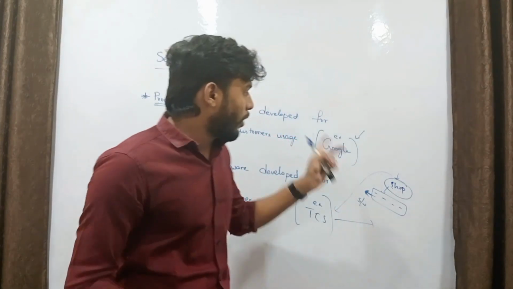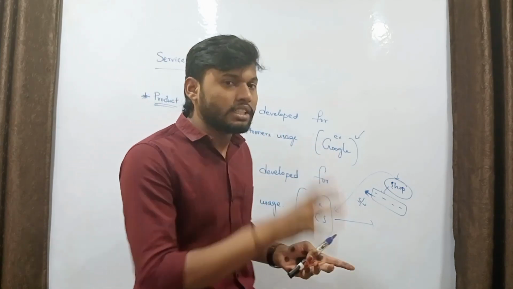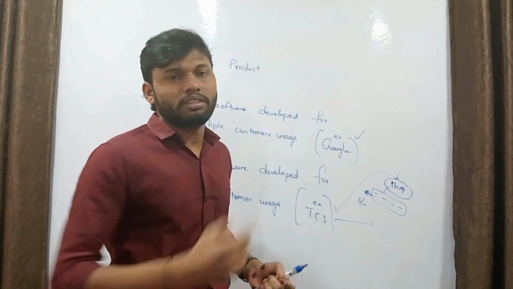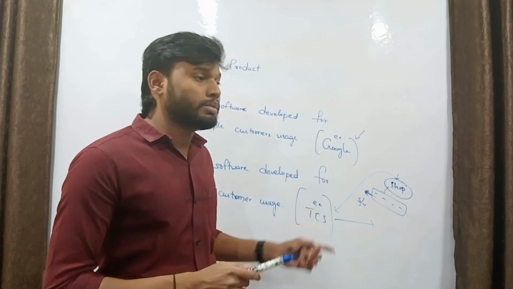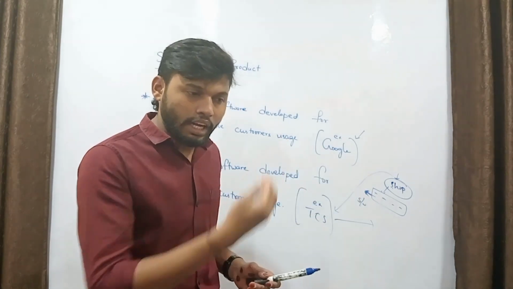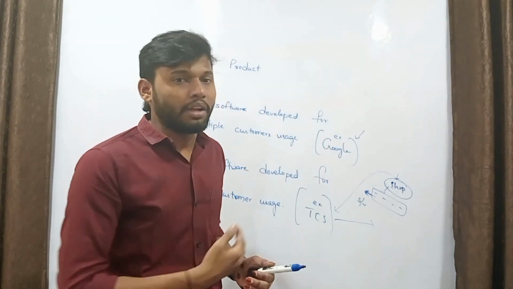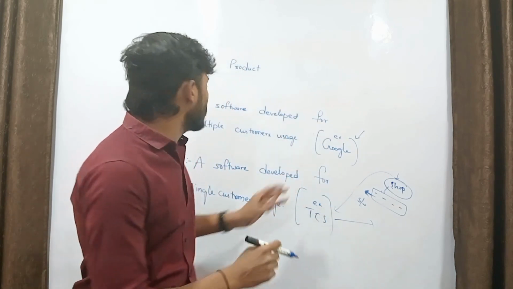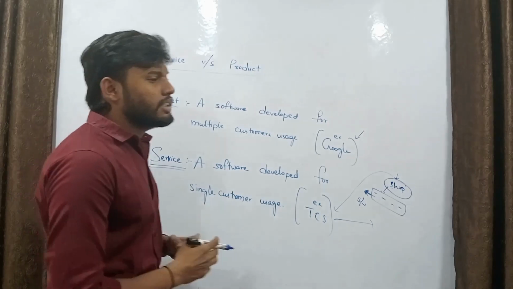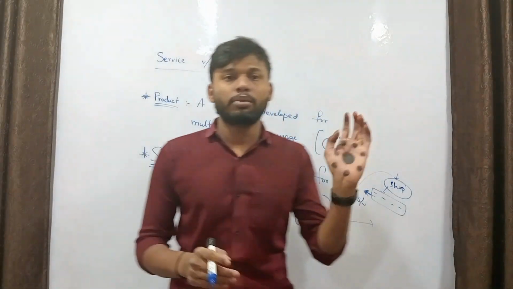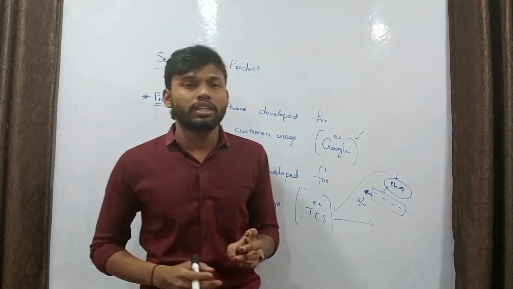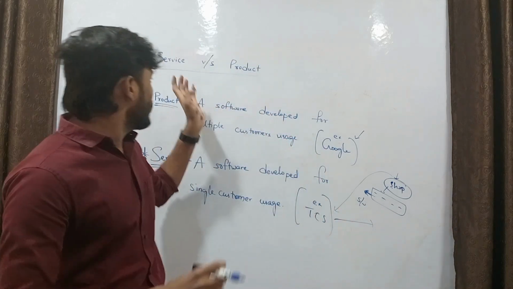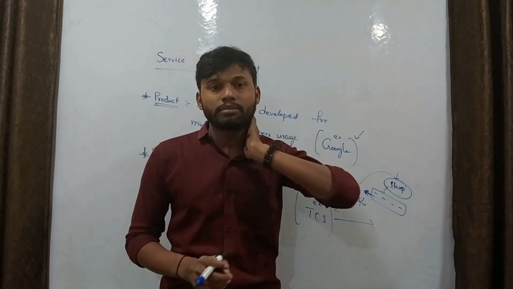You can see product based organizations develop their own software, but service based organizations get clients, take the client requirements, develop the software, and deliver it to the customer. So this is the difference between product and service. Guys, this is the topic for today. What we discussed here is the meaning of service based organizations and the meaning of product based organizations.